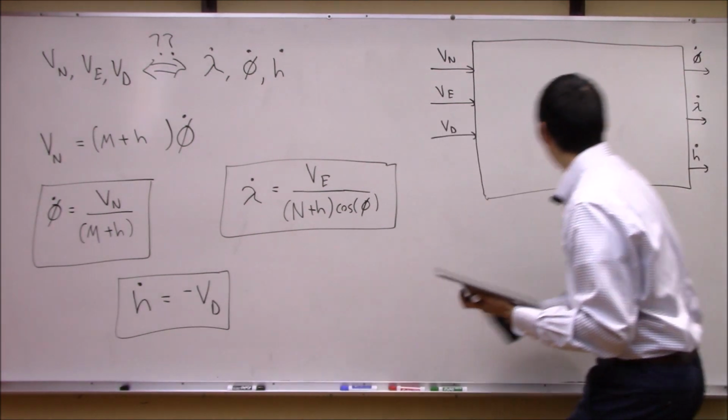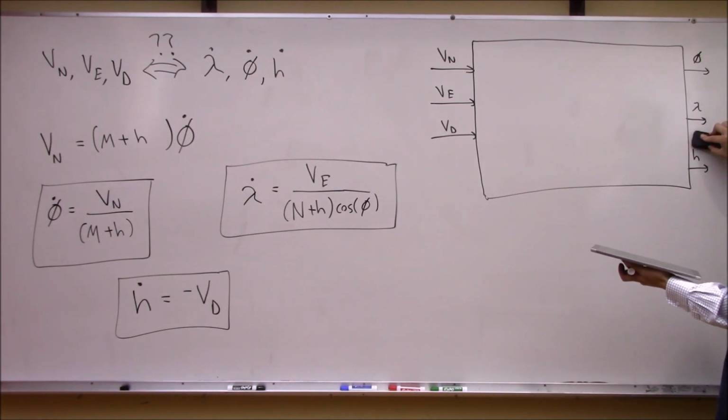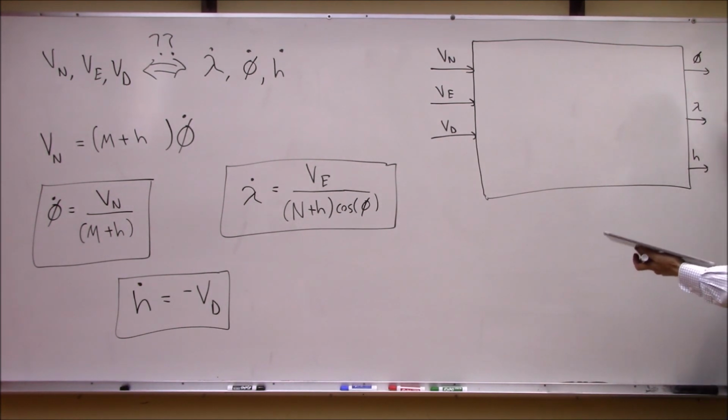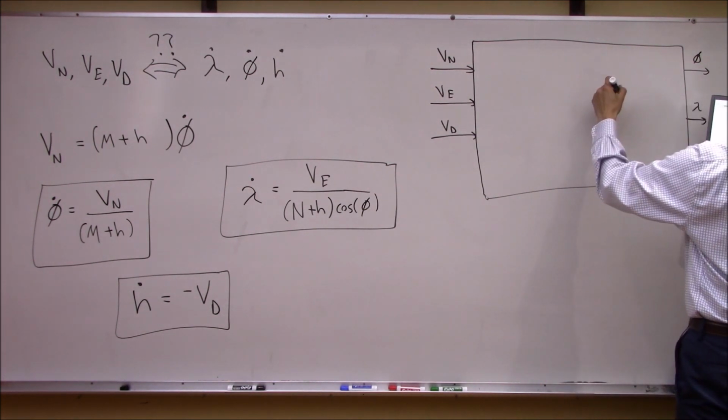we're going to need one more. Actually, these should be, let's not put the dots on these. Let's have this spit out the actual, not the rates, but the actual latitude, longitude, altitude, okay? So let's go ahead and start formulating that.